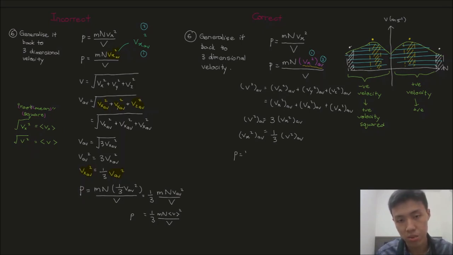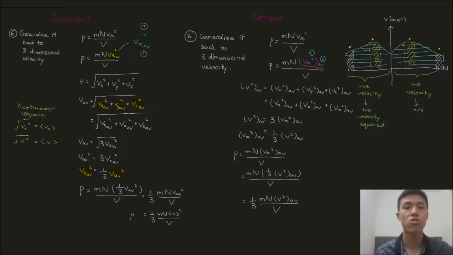So P previously was mn vx squared average over V. So what we do now is we change it to mn 1/3 of v squared average divided by the volume of the gas container. So now if we rearrange it a bit, it will be 1/3 of mn v squared average divided by V. So that is the formula that I'm actually trying to reach.